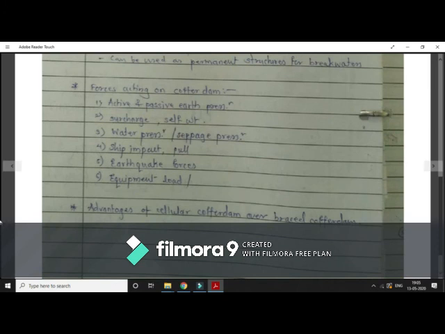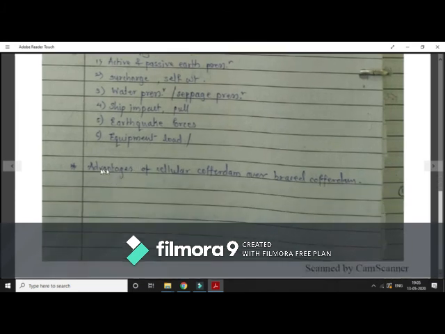Now, forces acting on the cofferdam. This is another question that can be asked on this part. So there will be active or passive earth pressure, that is the lateral earth pressure, surcharge, whatever loads are coming from the upward direction, self-weight of the cofferdam, water pressure or seepage pressure, ship impact or pull, earthquake forces, and equipment loads. You can describe all this in a single line or two lines so that you can get the full marks for this part. And as I already told, this question is additionally asked: what are the advantages of the cellular cofferdam over the braced cofferdam?